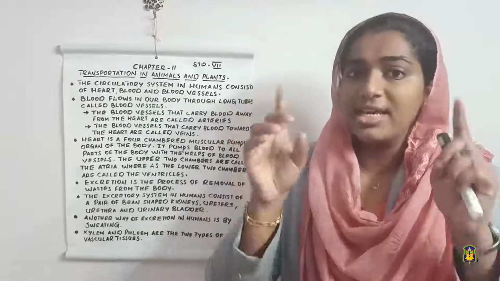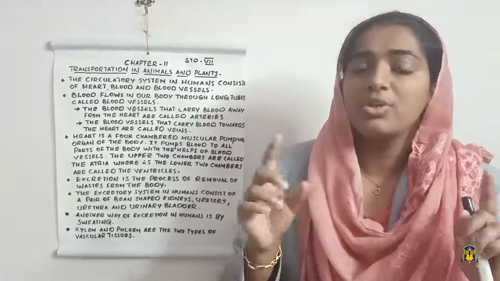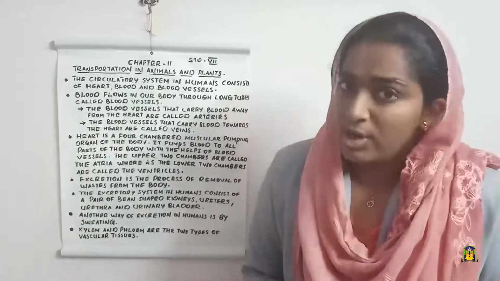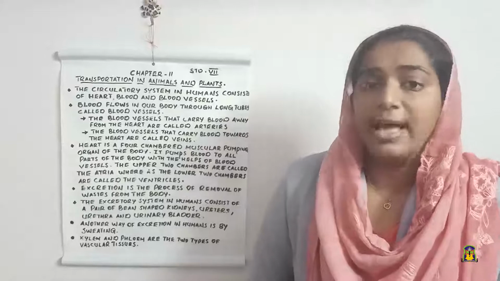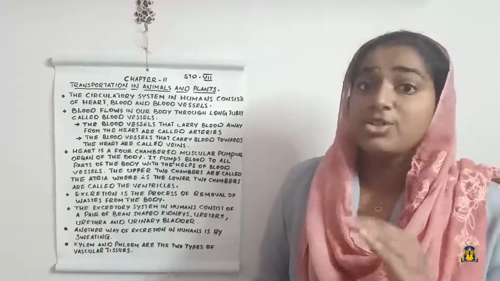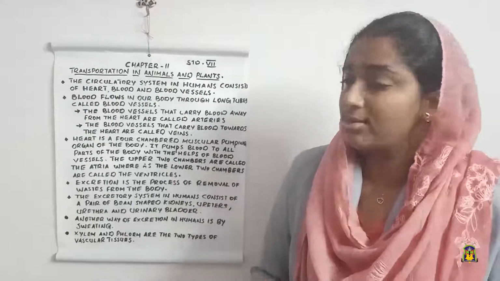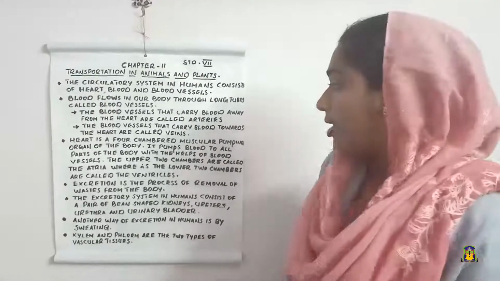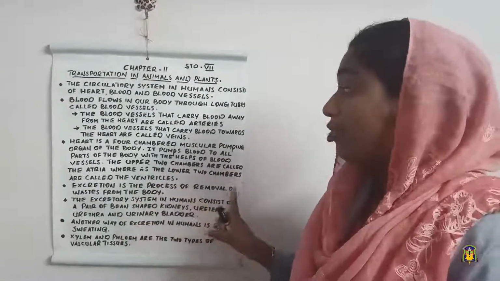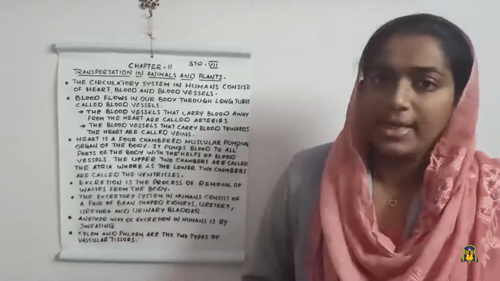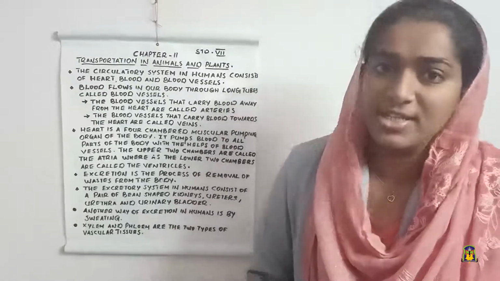This urine reaches the urinary bladder through the ureters. There are two ureters, long tubes. The urine is stored in the urinary bladder. After that, the urethra has the urinary opening, and through it the urine goes out. That is the waste removal. So that is called excretion. Excretion is the process of removal of waste from the body. Got it?